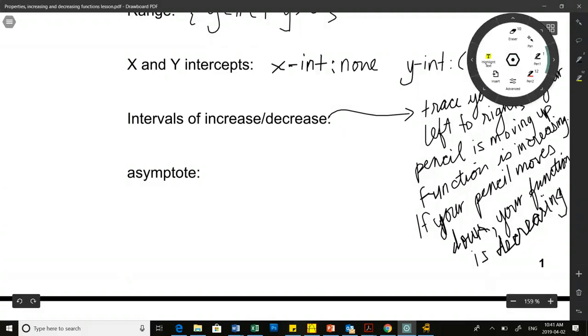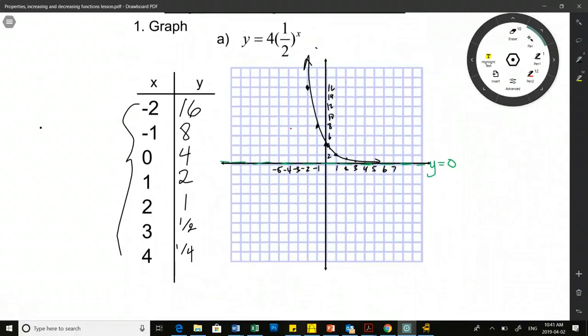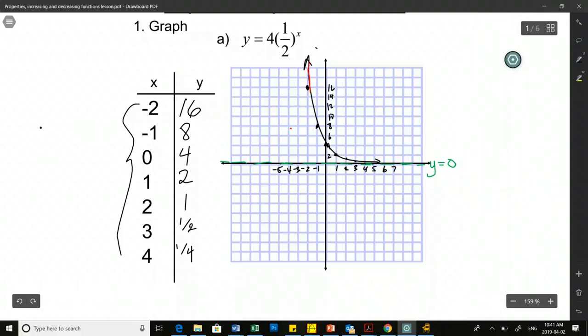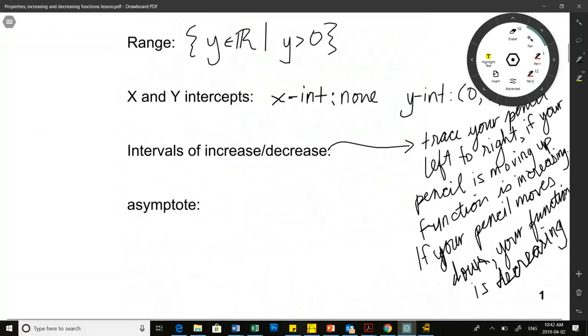So again, it's asking for what x values are the y values increasing and for what x values are the y values decreasing. So if we look at this function here that we have, as we trace our pencil left to right, is our pencil moving up or is it moving down? It's down. So this function, does it change direction anytime? Like is it going to start going up eventually here? No, it's going to keep going down. So it's actually decreasing everywhere. Okay? So the y's are decreasing over the x's as the x's move forward. Yeah. Okay, so this function has no intervals of increase.